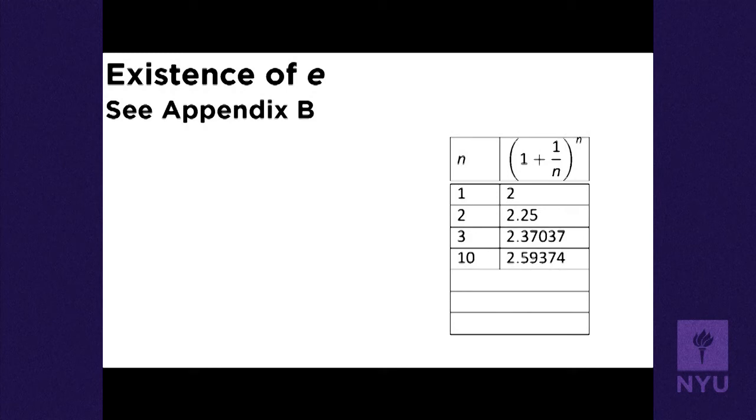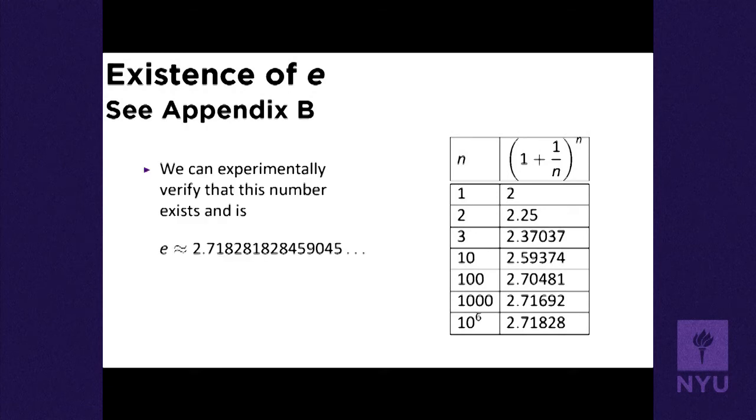Take a power of 100, 2.70. Take 1,000, 2.71. Take a million, and we get 2.71828. Okay, I don't know what the rest of them are. But it does appear that as this number gets ever and ever larger, this number is not going to infinity. This number is going to a limit which is positive, but finite. Okay, so that's our decimal approximation to e.